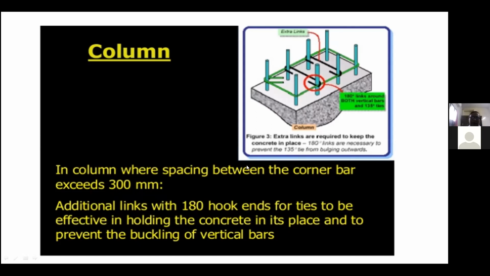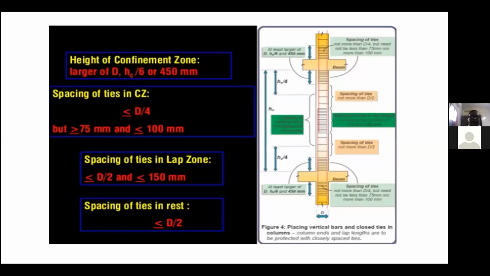In columns where the spacing between the corner bars exceeds 300 mm, additional links with 180 degree hooks are needed for ties to be effective in holding the concrete in its place and to prevent the buckling of the vertical bar. So you have to provide the additional 135 degree hook. This is the 180 degree hook we have to provide, at least a single hook. Normally we call it a single hook, to prevent the bar from moving in the other direction. So that is very important.